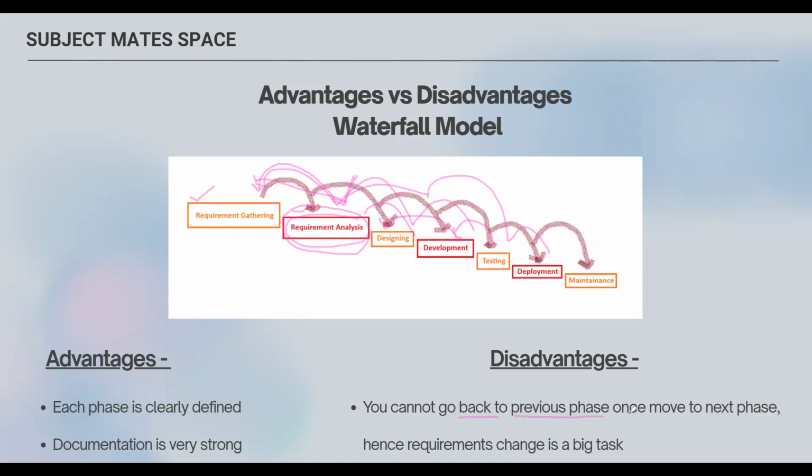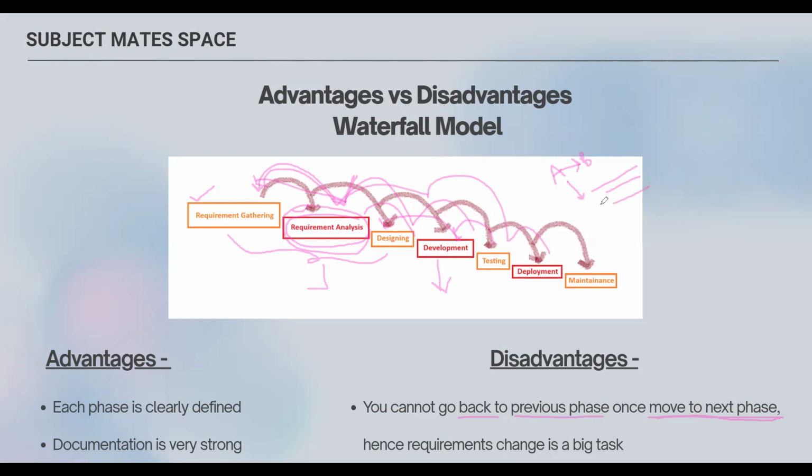What happened? You cannot go back to the previous phase once you move to the next phase. Understood? Hence, requirements change is a big task. Means now client A came to company B. Now, the company started developing. So the requirement gathering, analysis, and designing part is done, and we are currently in the development phase.